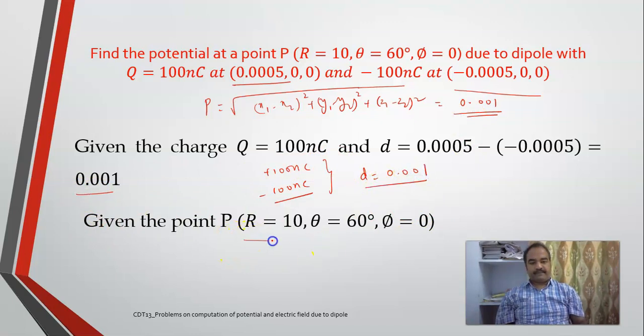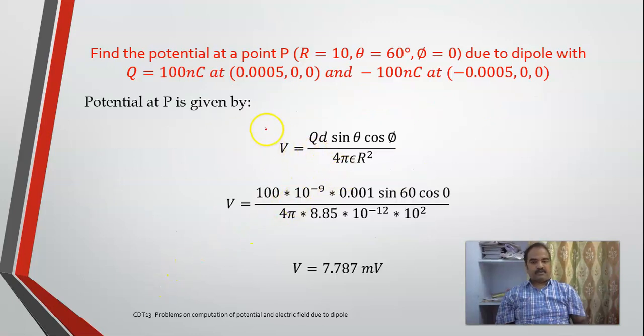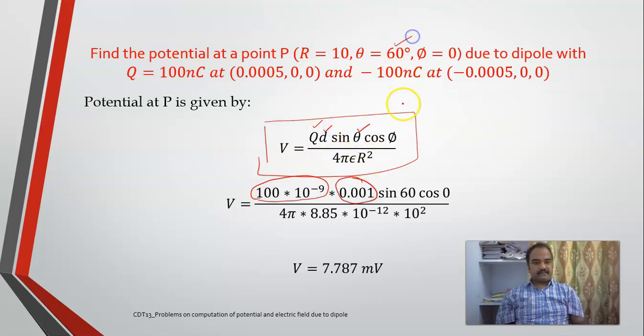The point P at which you are supposed to determine the potential is already given. We already have the equation which we derived in the last problem. This was the equation: V is equal to qd sine theta cos phi by 4 pi epsilon r square. You know the values: q is 100 nanocoulombs, d is 0.001, theta is 60 degrees, phi is 0 degrees. Epsilon is 8.85 times 10 to the power of minus 12, and r is 10. You substitute it, and you will get 7.785 millivolts.